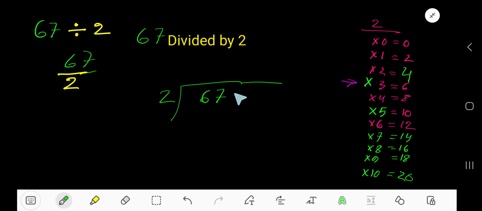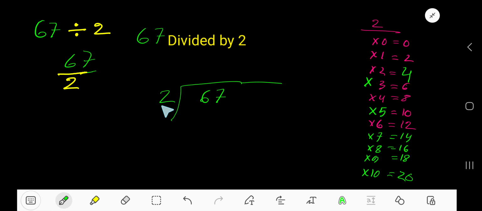67 divided by 2. To divide 67 by 2, we need the multiplication table of 2. 2 times 0, 0; 2 times 1, 2; 2 times 2, 4; 2 times 3, 6; then 2 times 4, 8. Okay. To find the multiplication table of 2, just add 2 to the previous step. 0 plus 2, 2; 2 plus 2, 4; 4 plus 2, 6.